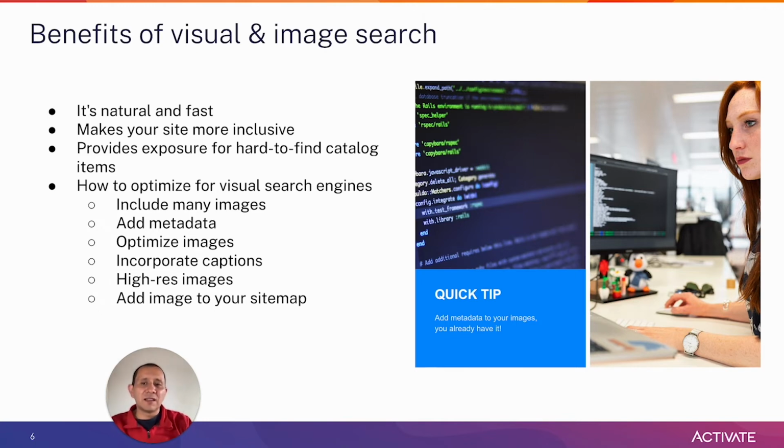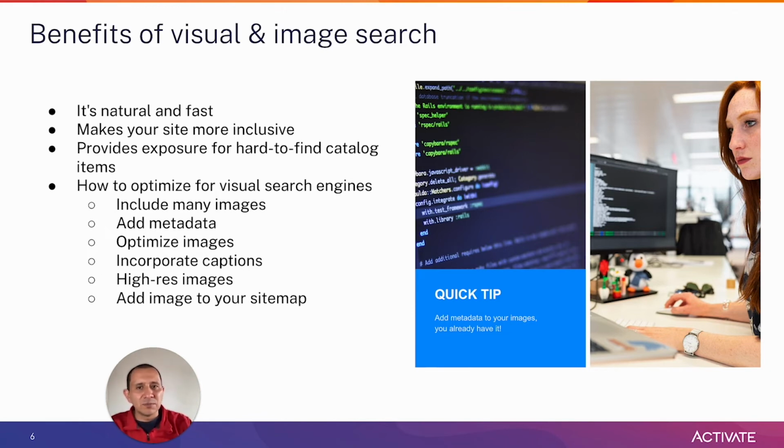It will also provide exposure for hard to find catalog items. Sometimes a screw in a very large catalog can be hard to find if you don't know what it is called or what the reference is. But if you take a picture of it, it's going to find that very easily. So it makes it easy for the user to find hard to find items. And it also will provide some exposure of these items for a larger audience.